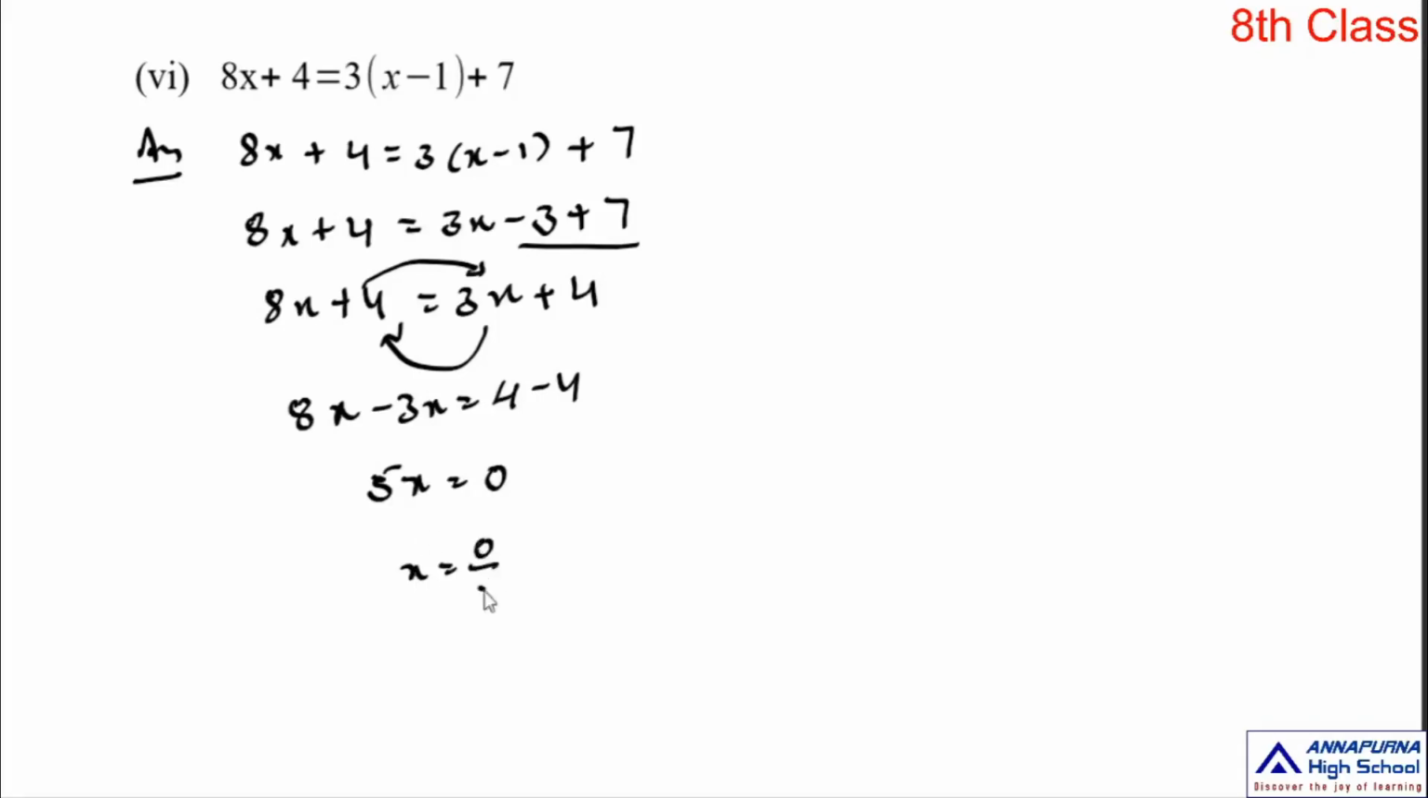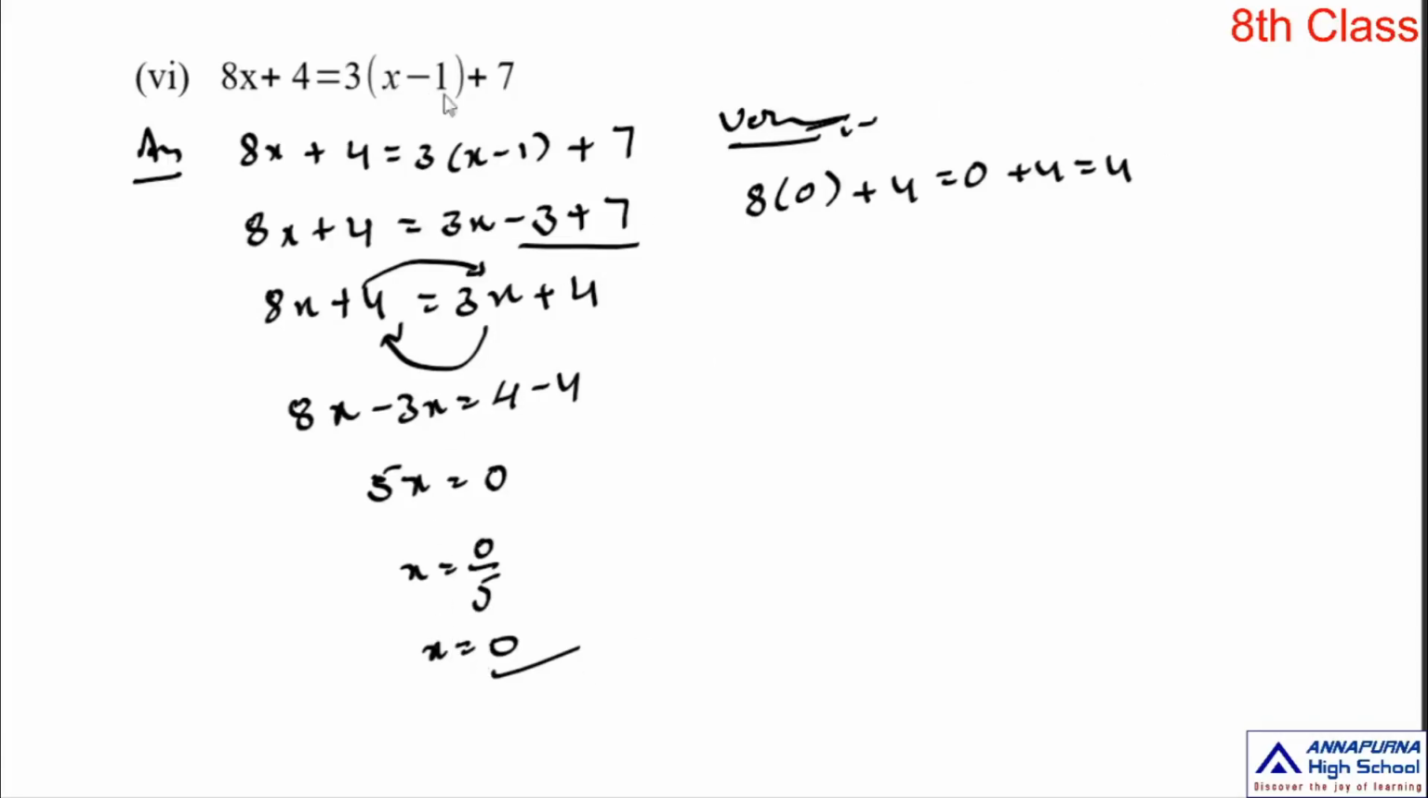So x is equal to 0 by 5. x is equal to 0. So this is the solution. We do the verification. Substitute this x value in the left side part. The left side part is 8x plus 4, so 8 into 0 plus 4. 8 into 0 is 0, plus 4. It is equal to 4.